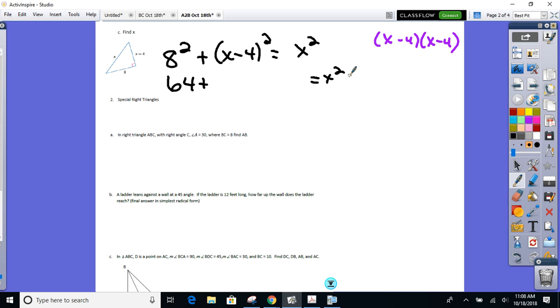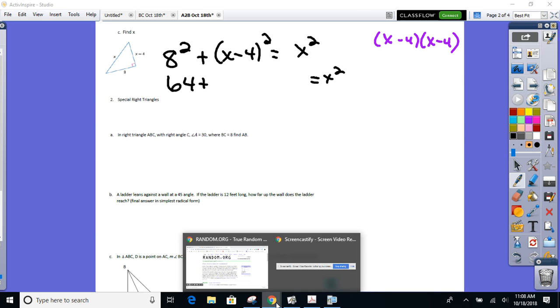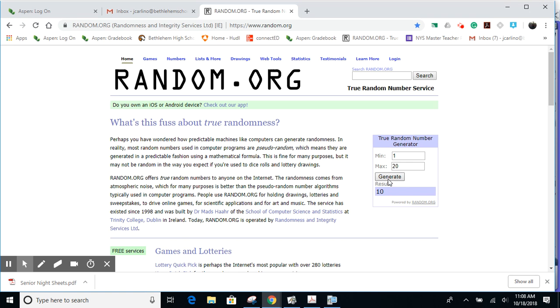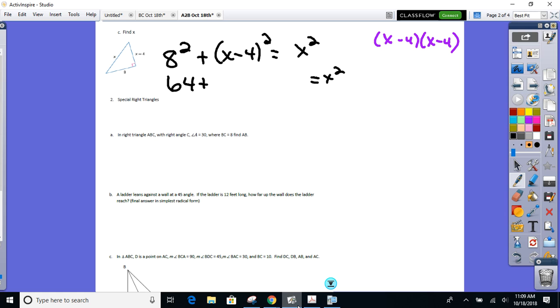And don't get nervous. I'm not going to ask you to factor it. You'll see what happens. Here you go, 10 when you're ready. What do you get when you FOIL that out? Thank you.